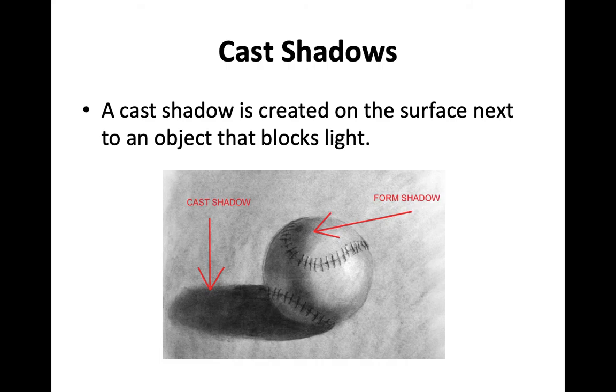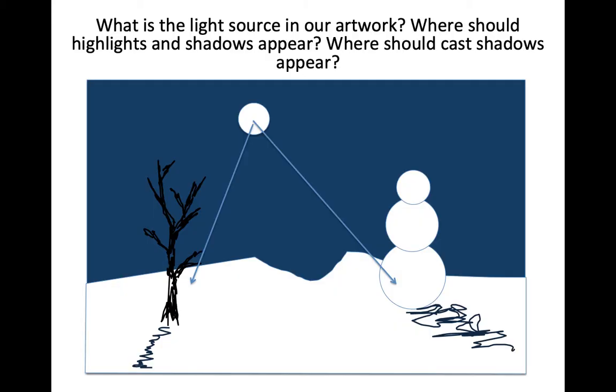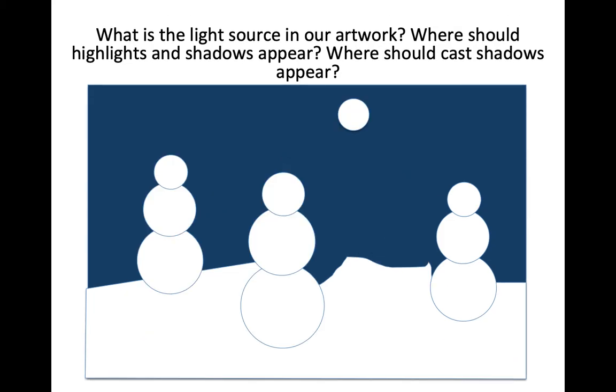Cast shadows. A cast shadow is created on the surface next to an object that blocks light. Is this a form shadow or a cast shadow? What is the light source on our artwork? Where should highlights and shadows appear? Where should cast shadows appear? You can see that the cast shadow is on the ground.